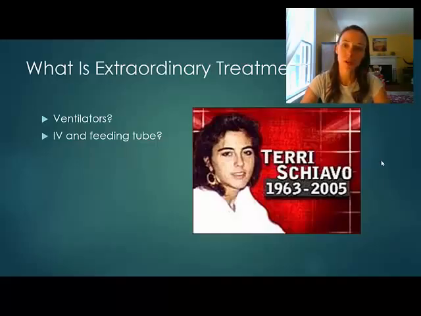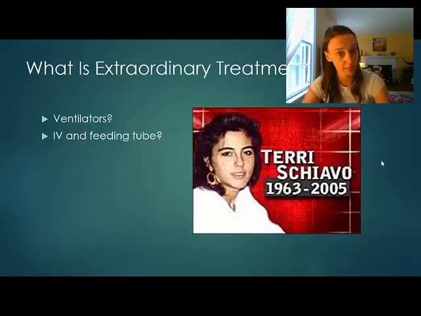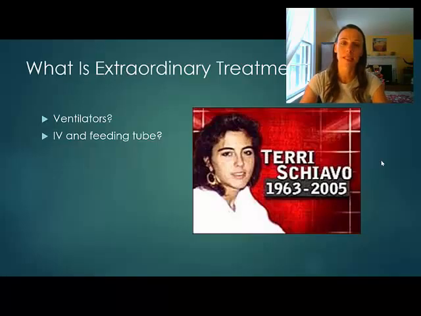A big issue, though, is whether an IV and a feeding tube could ever qualify as extraordinary treatment. So the case of Terri Schiavo in 2005 in the United States was a great example of this debate between ordinary and extraordinary treatment. So the similarity between Schiavo and Quinlan, the other case that I talked about from 1975, is that Terri Schiavo was also in a persistent vegetative state, meaning that there was no possibility for her to recover and that only her brainstem was functioning. The difference, though, is that Terri Schiavo was not on a ventilator.